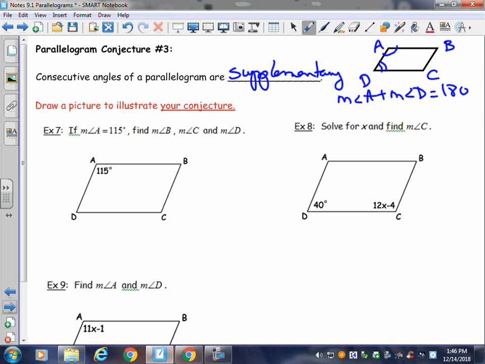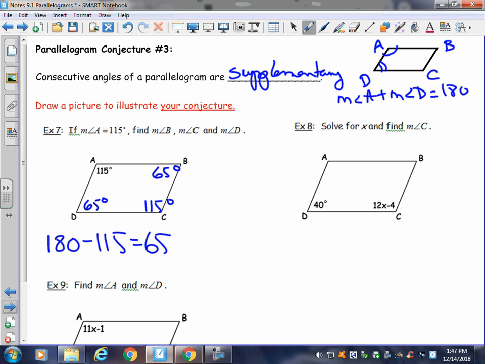So if angle A in example 7 is 115, who else is 115? C. And if they're 115, then the other two have to be equal to each other and have to be how much? That's right, 180 minus 115 is 65. So D is 65. And B is 65. It's that simple. If you find the equal ones and you find the ones that are up to 180, you got it covered.